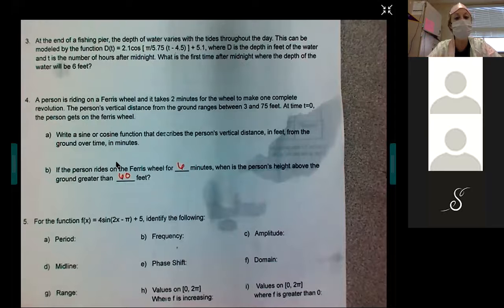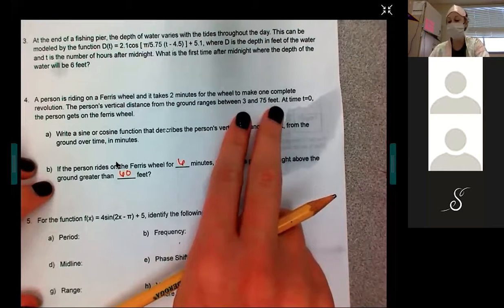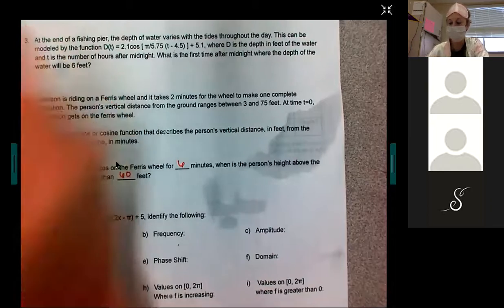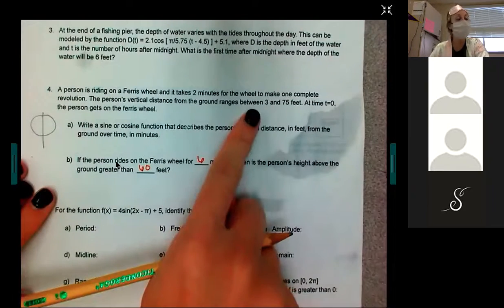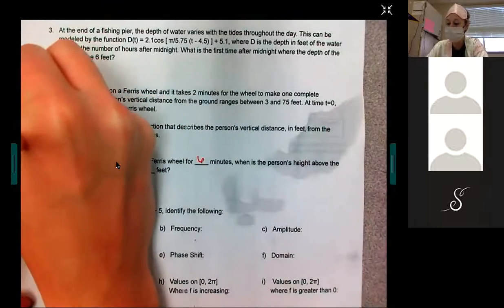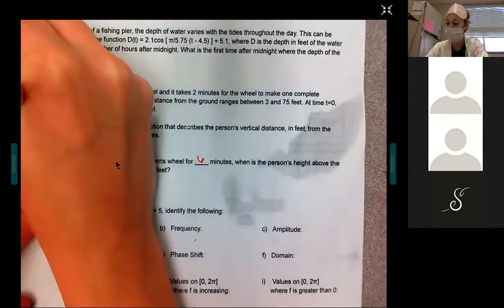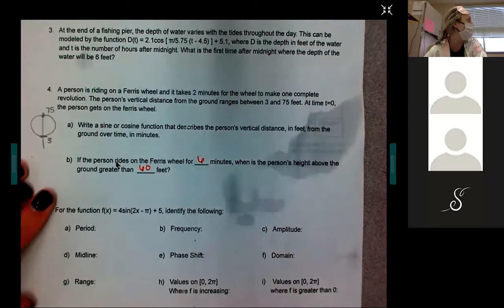The person's vertical distance from the ground ranges between 3 and 75 feet. What did I just give you right there? Good, the min and the max. Did anybody actually draw their wheel like I told you to do on Friday? Okay, draw your wheel. If the min is 3, that means the Ferris wheel is 3 feet off the ground, right? Okay, if the max is 75, that means at the very top of the Ferris wheel, you'll be at 75 feet. What's the middle?